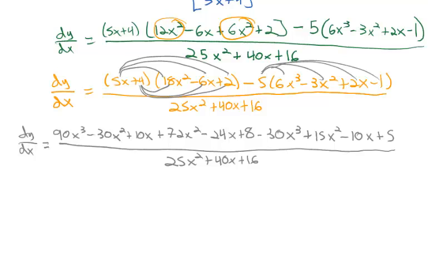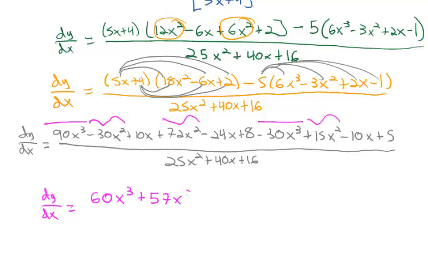And finally, we're ready to simplify by combining like terms. We've got x cubes, 90 minus 30 is 60x cubed. X squareds, we have negative 30 plus 72 plus 15, which is 57x squared. We've got a 10x minus 24x minus 10x is minus 24x.